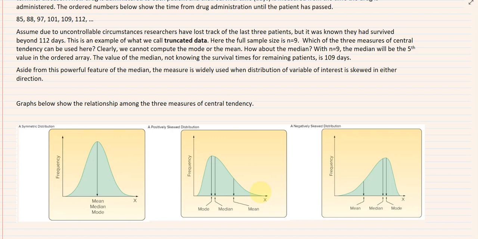And that's why for skewed distributions you should never use the mean or the mode. You do use the median. In a left skewed distribution, the same thing. You never use the mean, you always use the median.